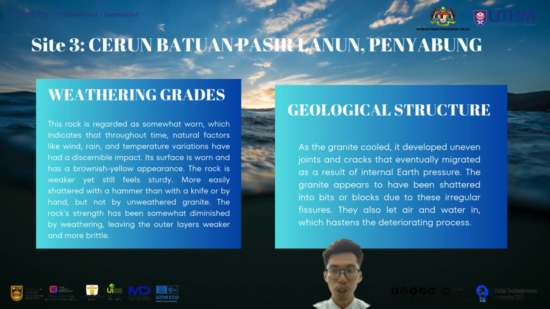This ignimbrite shows moderate weathering, evident from its brownish-yellow surface and brittle outer layers. It breaks under a hammer but resists hand-breaking, indicating partial strength retention. Crucially, its geological structure features irregular joints formed during cooling. These cracks shattered the rock into blocks or acted as pathways for water or air and accelerated deterioration significantly.